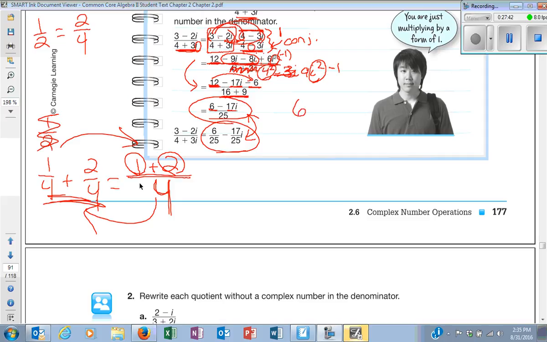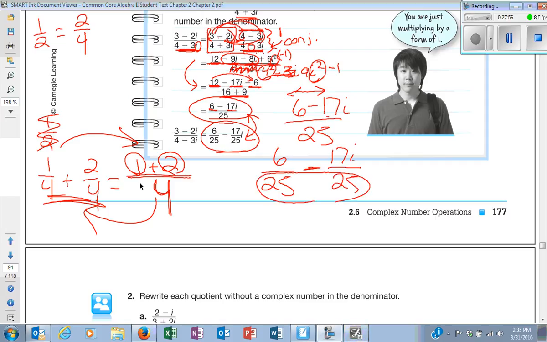So hopefully you see right here you have 6 minus 17i over 25. How can I split these guys up? I can put 6 over the 25 and then subtract and then put the 17i over 25. That gets them those common denominators. So all they're doing is they're doing this backwards.